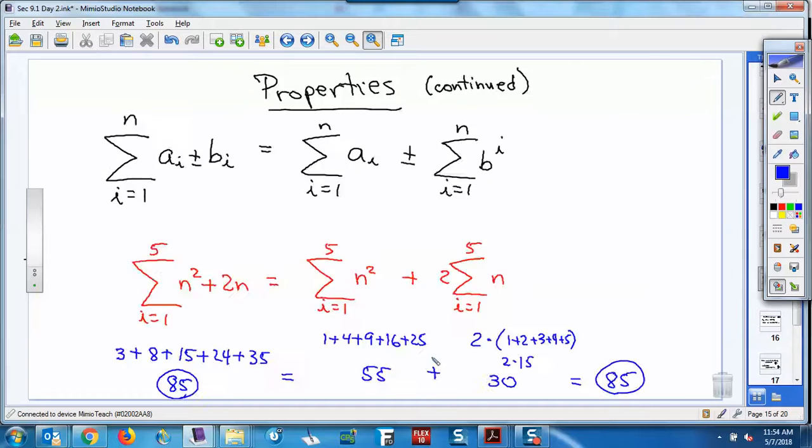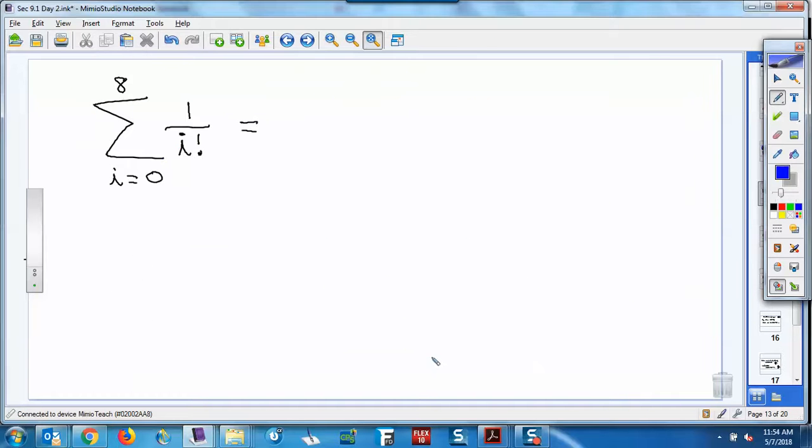Okay, and I'll talk about that in a minute. All right, so, oh, we could write this one. Okay, so last one. I thought I was going on to something else. I forgot I had this example.